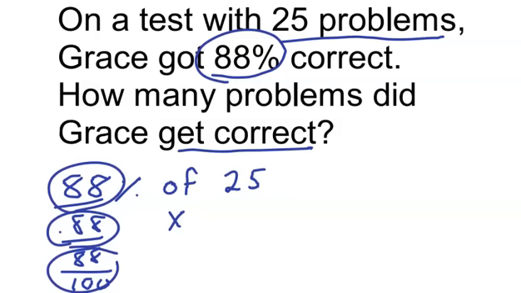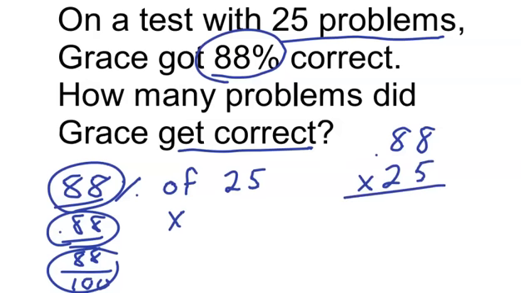Well, I can put 88 over 100 times 25 over 1. That would actually be pretty nice. Or we can just do 0.88 times 25. So, I don't know, let's just do that one. It's not the easiest one, but it's good enough. 0.88 times 25.